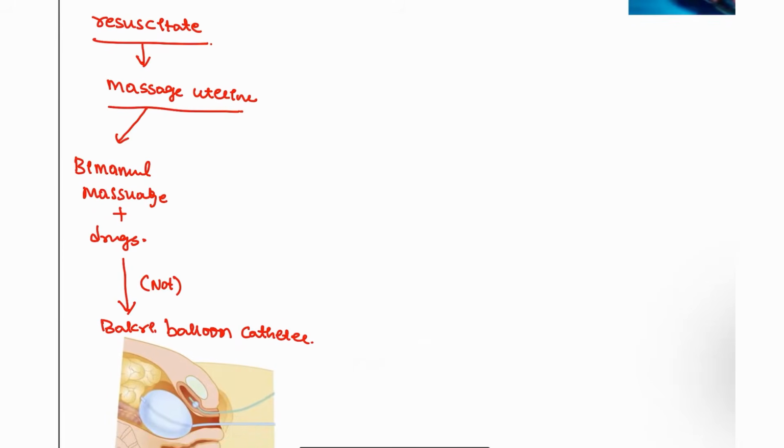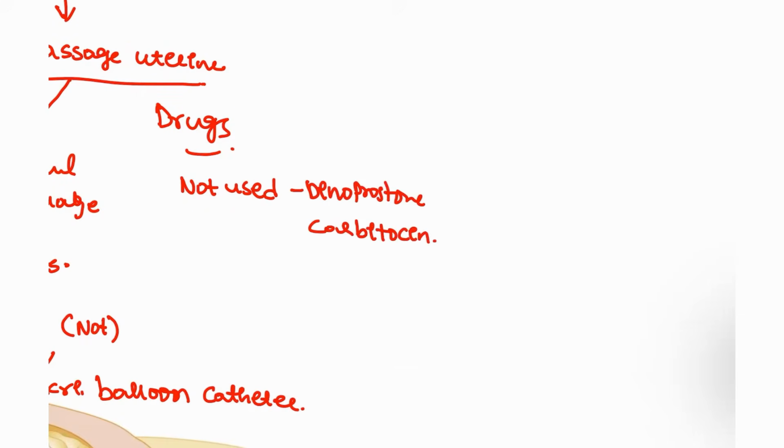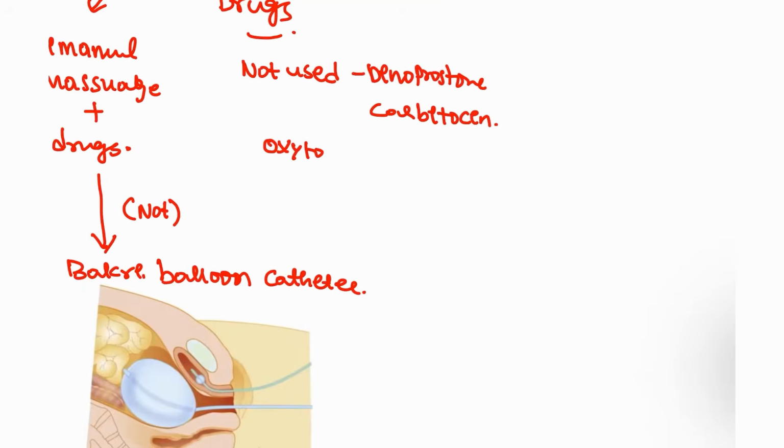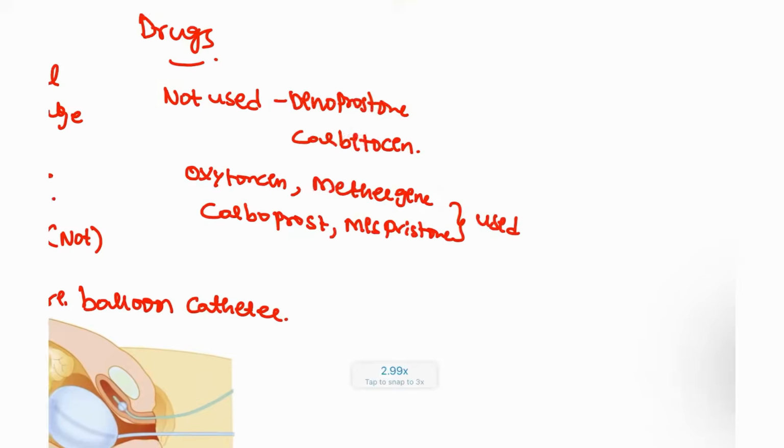And what are the drugs? What I discussed here, the drugs. The drugs that are commonly not used here are dinoprostone, which we don't use commonly, and the next one is carbetocin. These are not used. The remaining are oxytocin, and also some of the important drugs like methergine, carboprost, or misoprostol. These drugs can be used for controlling the bleeding for this patient. Okay, this is the first thing.